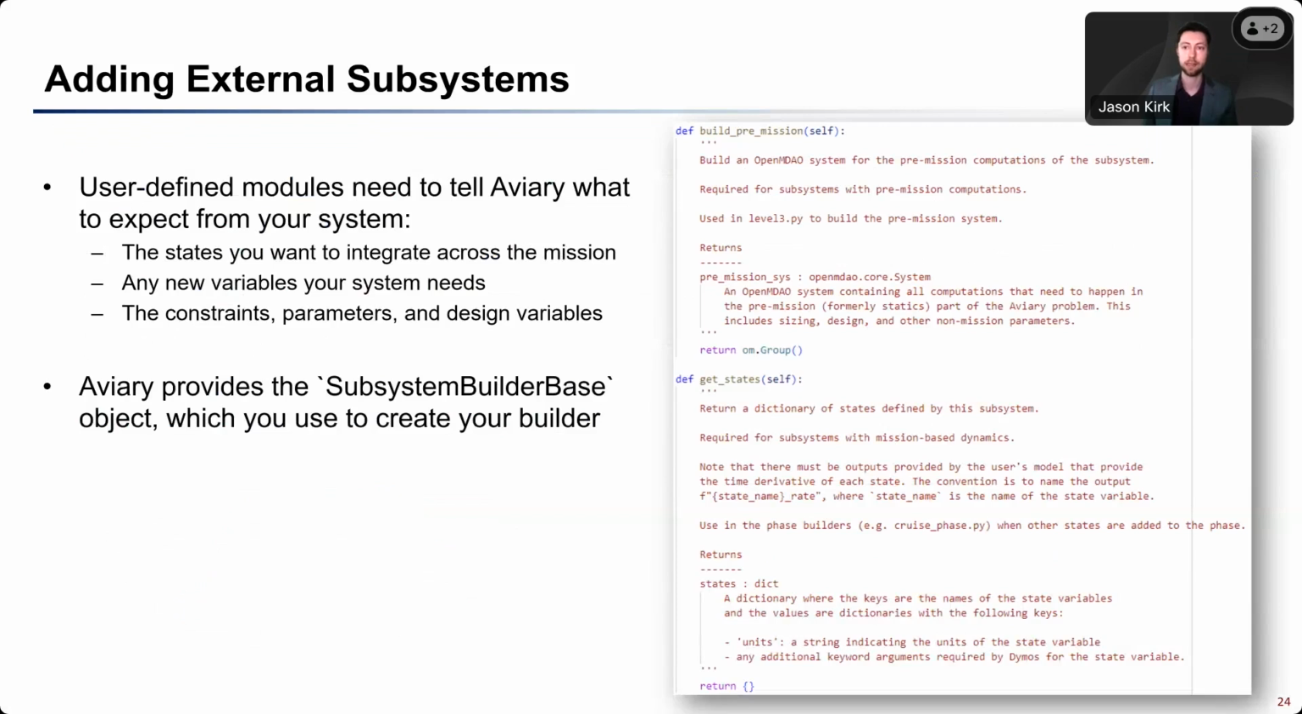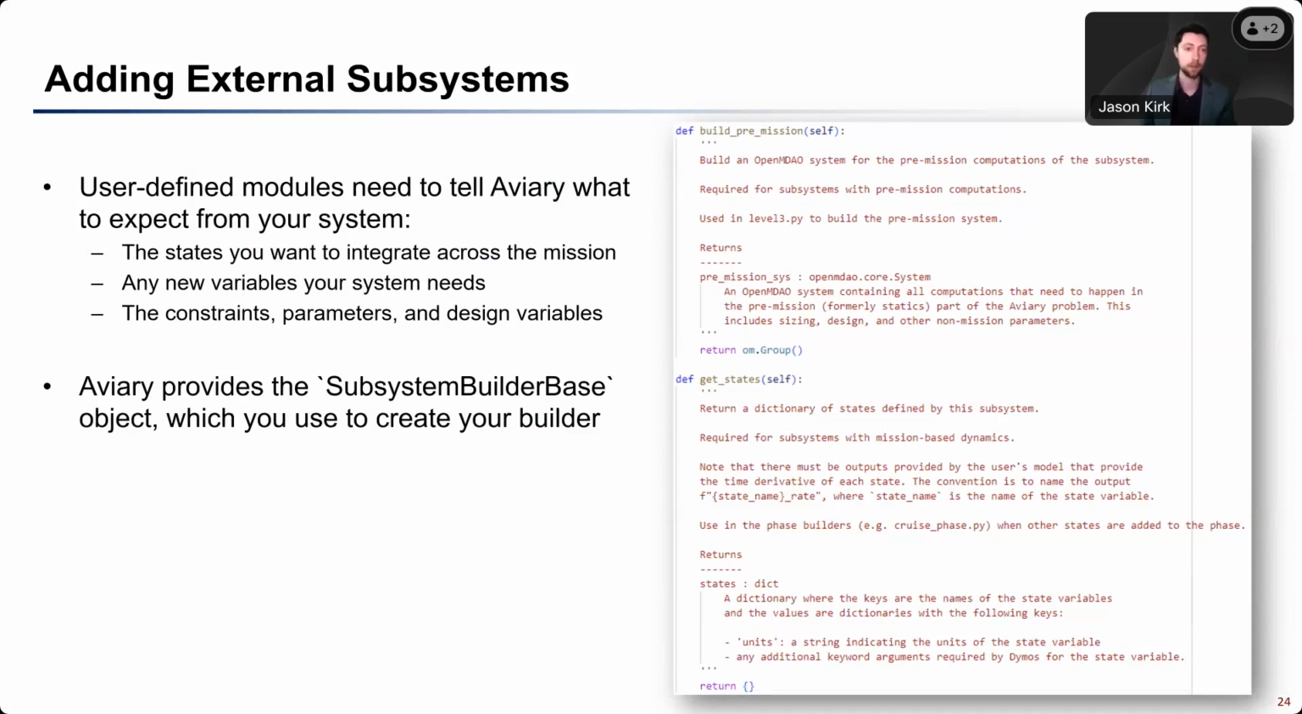And finally, I'd like to discuss a little bit more detail about how you work with Aviary to add those external tools. If you have a tool you want to bring in, for example, a CFD code, something you want to use for high fidelity aerodynamic analysis, how do I bring this in? If you want to bring that tool in, or any tool really, you have to be able to communicate to Aviary what your system does and what to expect from it.